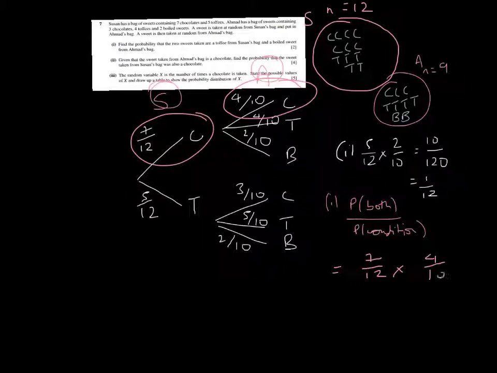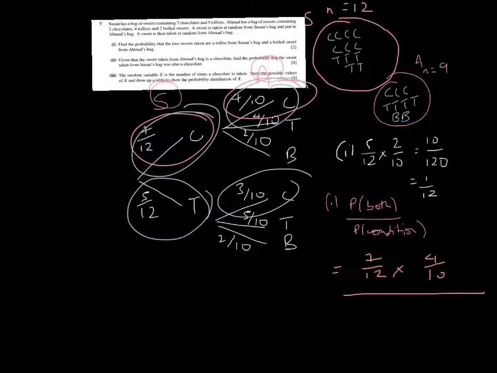times 4/10. You'd work that out, and then you divide all of that by the probability of the condition, which is just that the second chocolate, which is Ahmed's bag, is chocolate. So if I put that in blue, that's that, but it's also this scenario as well here. So that's going to be 7/12 times 4/10. But you're going to add to that also 5/12 times 3/10.